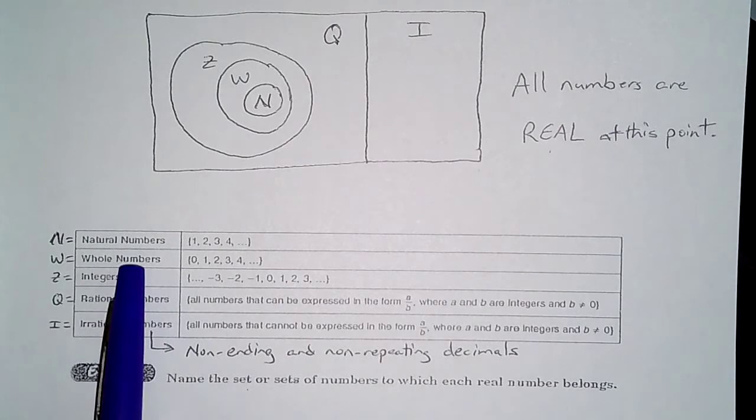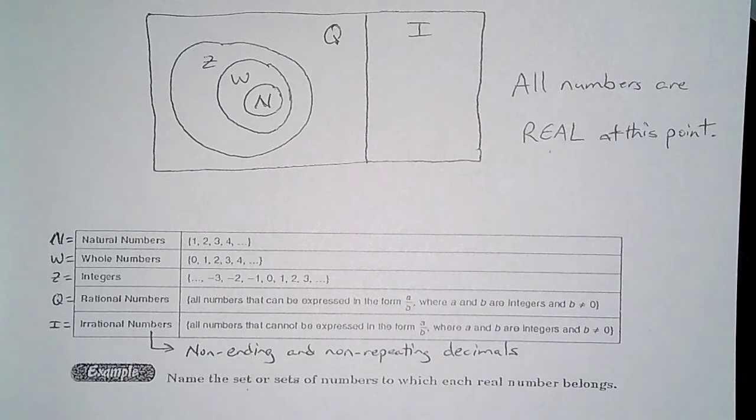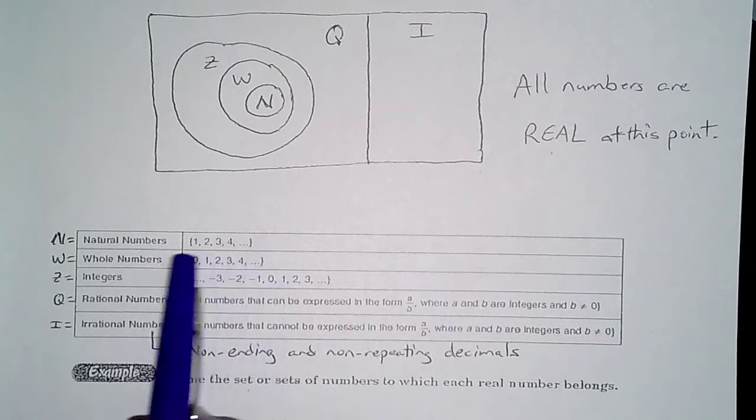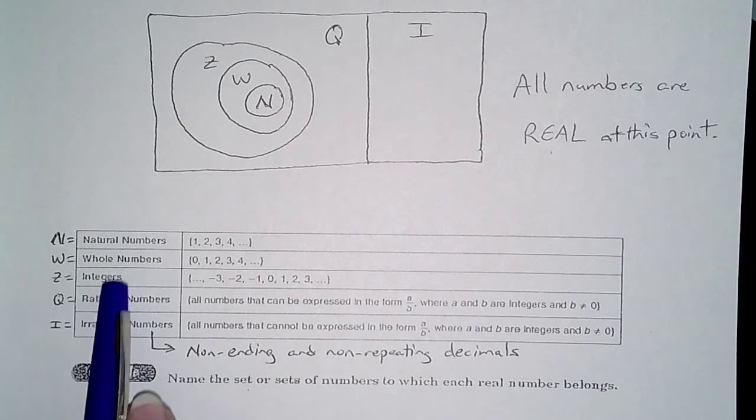Next is the whole numbers. They're not fractions, they're not decimals, they're just whole numbers. The main difference between these two is that whole numbers includes 0. Next up we have the integers. Integers can be whole numbers, or they can be whole numbers with negative signs in front of them. People often refer to the integers as the positive and the negative numbers.